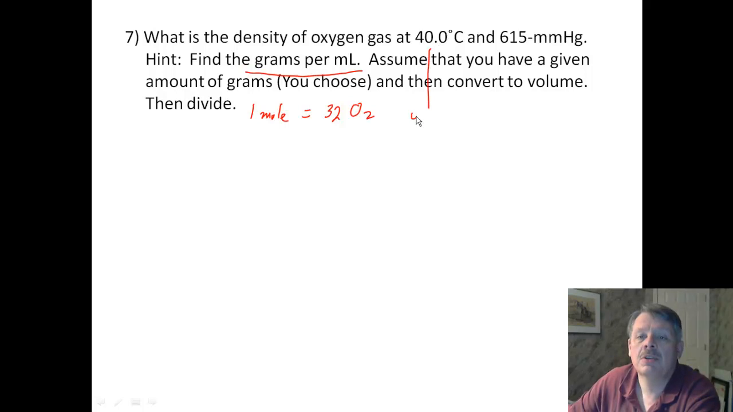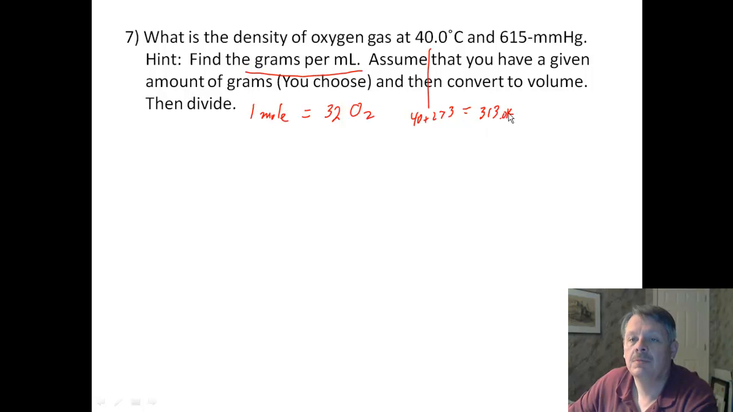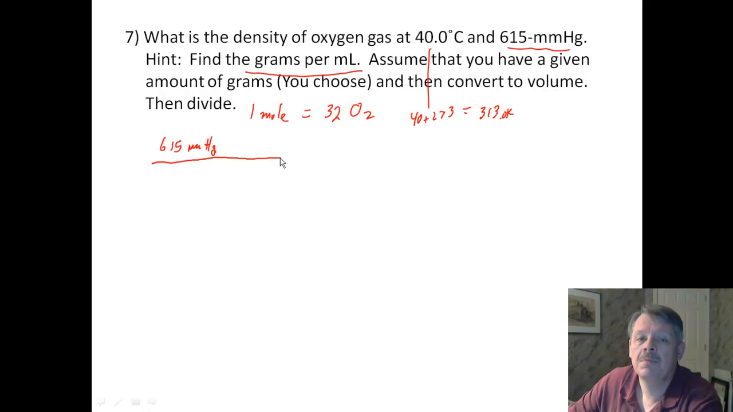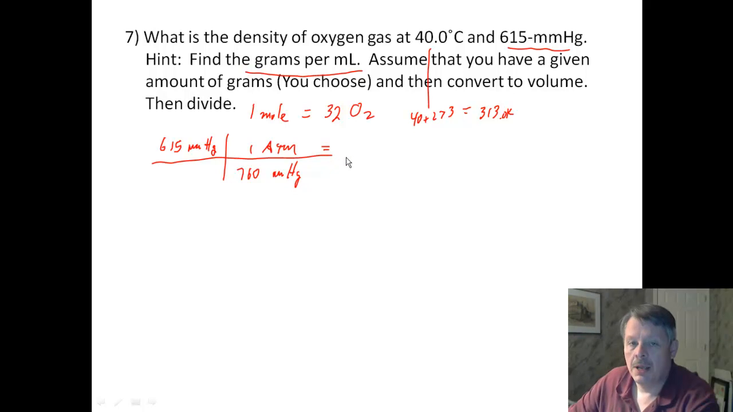Okay, so let's convert this to a volume. Well, 40 degrees Celsius is 40 plus 273, which is 313 Kelvin, and 615 millimeters of mercury. Let's go ahead and convert that to atmospheres, because we're going to want to use PV equals nRT here. 760 millimeters of mercury in 1 atmosphere. So that's going to be less than 1 atmosphere, and that number is going to give us 0.809 atmospheres.